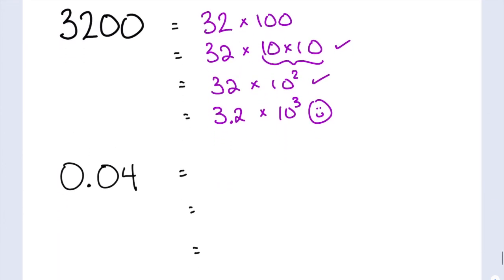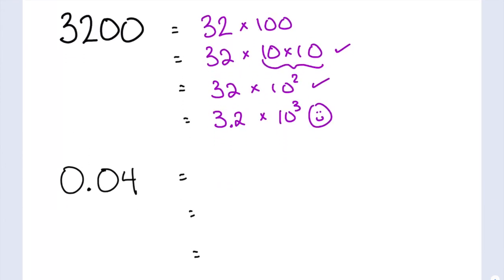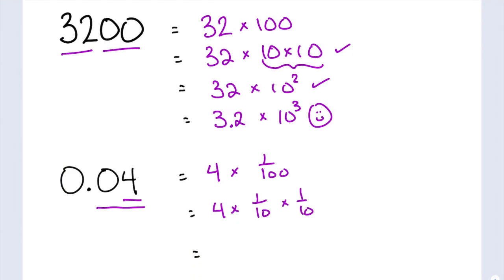With that in mind, we can also write small numbers using powers of 10 as well. Same concept. Let's see if we can just write it in some way, right? In the previous one, I wrote 32 times 100. In this one, I'm going to write 4 times 1/100th. So 4 times 1/100th. Now that's not a power of 10, but I can make it into something that involves tens. So I'm getting there.